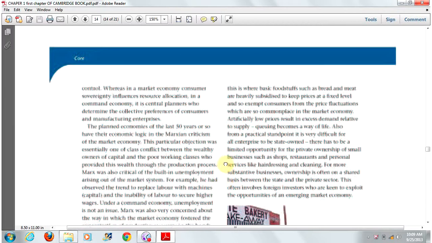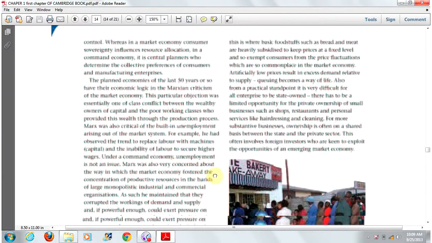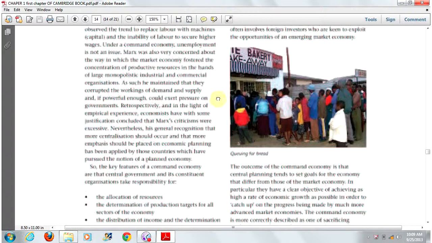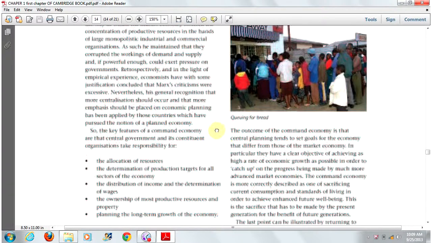The outcome of the command economy is that central planning tends to set goals for the economy that differ from those of the market economy. In particular, they have a clear objective of achieving as high a rate of economic growth as possible in order to catch up on the progress being made by much more advanced market economies.